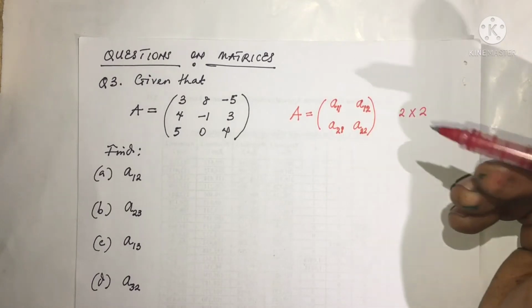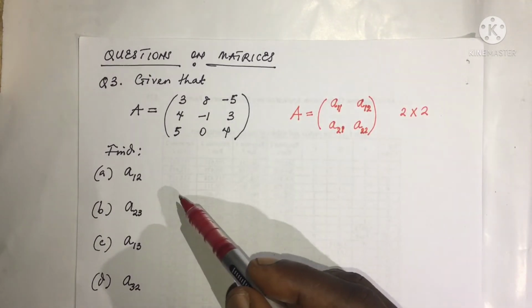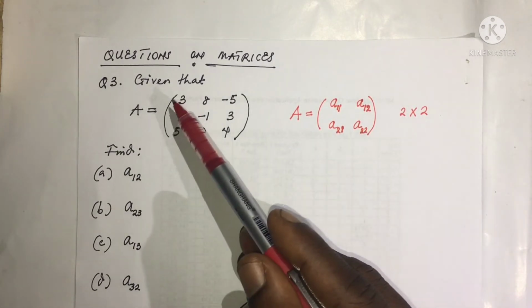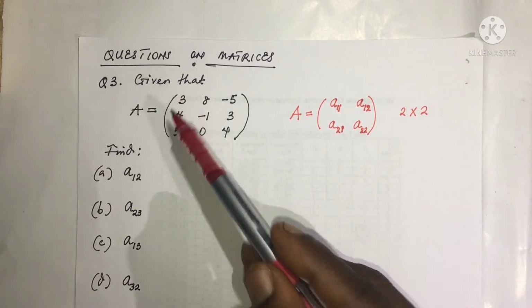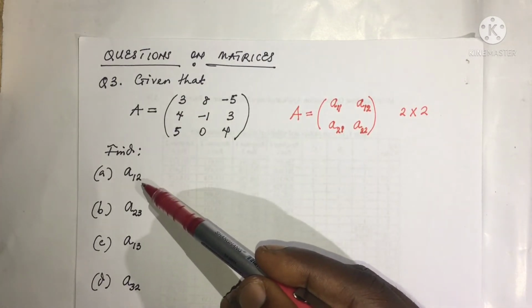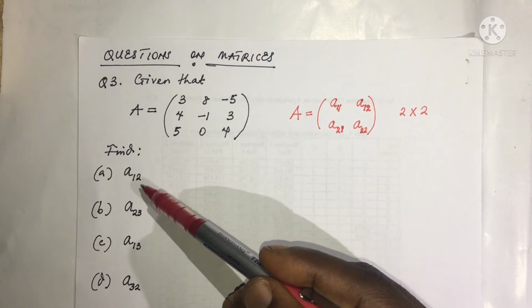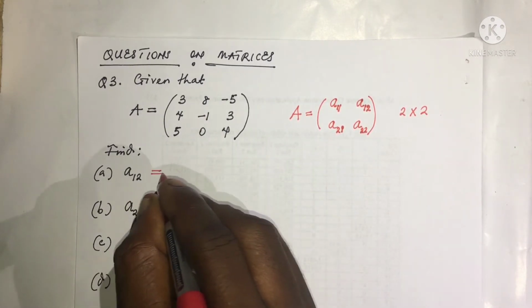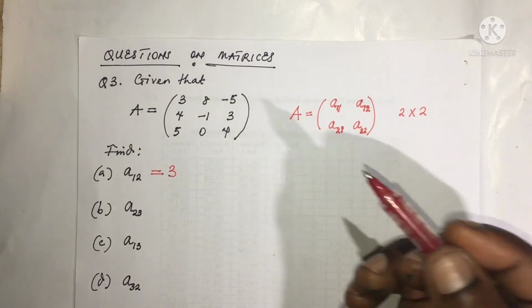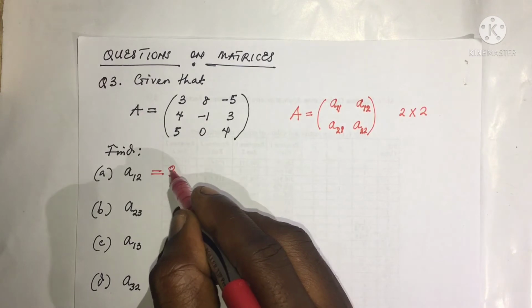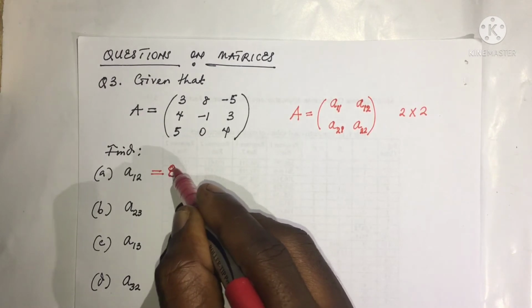Now, let's bring that idea quickly to solving this problem. You would agree with me that since we are asked to specify what the elements are as we have them here, A11 in this matrix would be 3. Why? Okay, sorry. A12 will be 8. A12 will be 8. And why is that so?